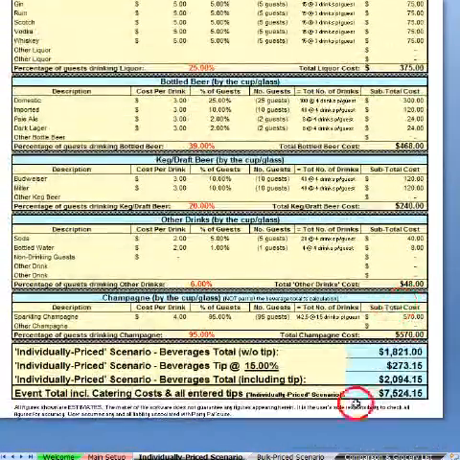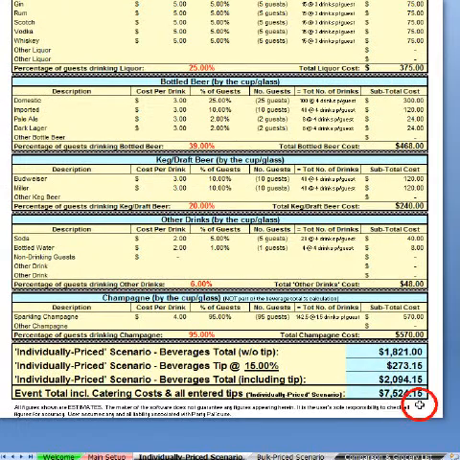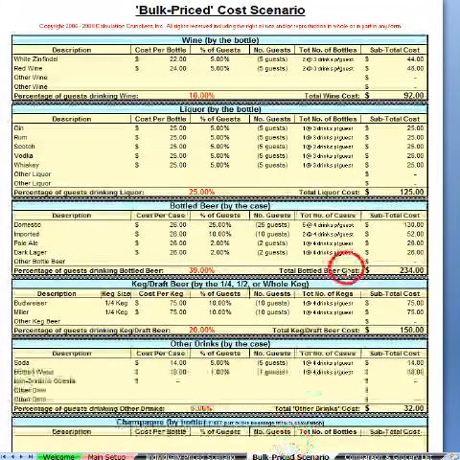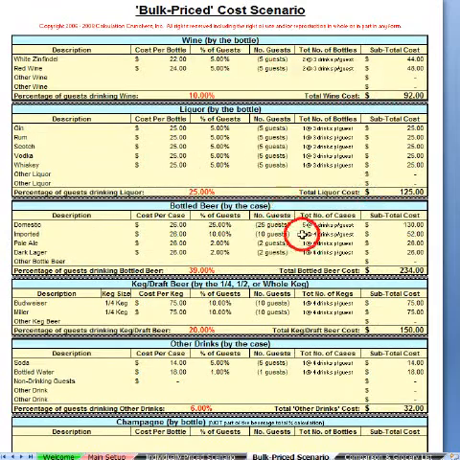So the individually priced scenario was $7,524, which includes a 15% tip. You can control that tip in the main setup area. Moving over to the bulk price scenario, same situation. We have everything totaled out. The numbers look a little less.